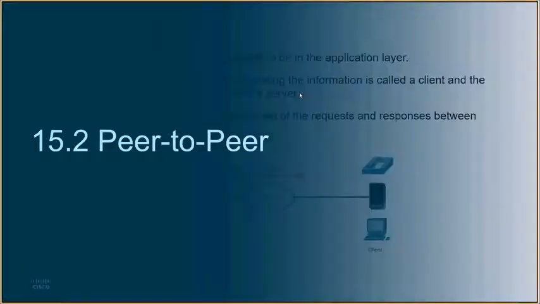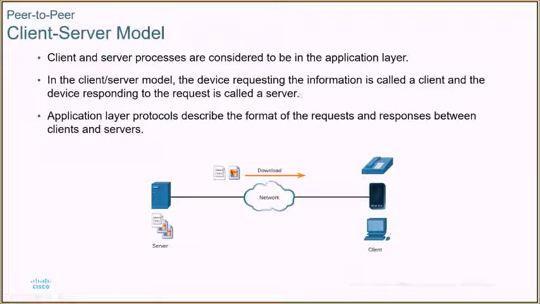All right, so peer-to-peer networks. Client-server processes are considered to be in the application layer. In the client-server model, the device requesting the information is called a client, and the device responding to the request is called a server. Application layer protocols describe the format of the requests and responses between clients and servers.